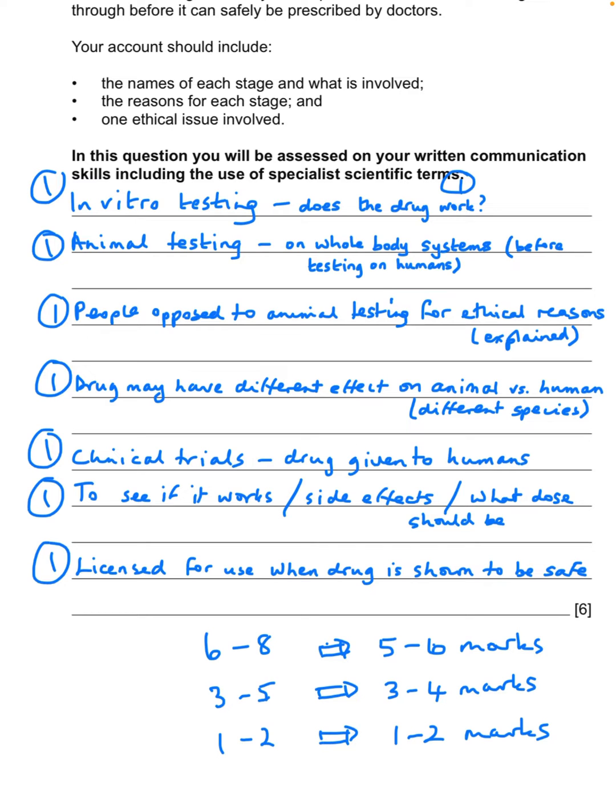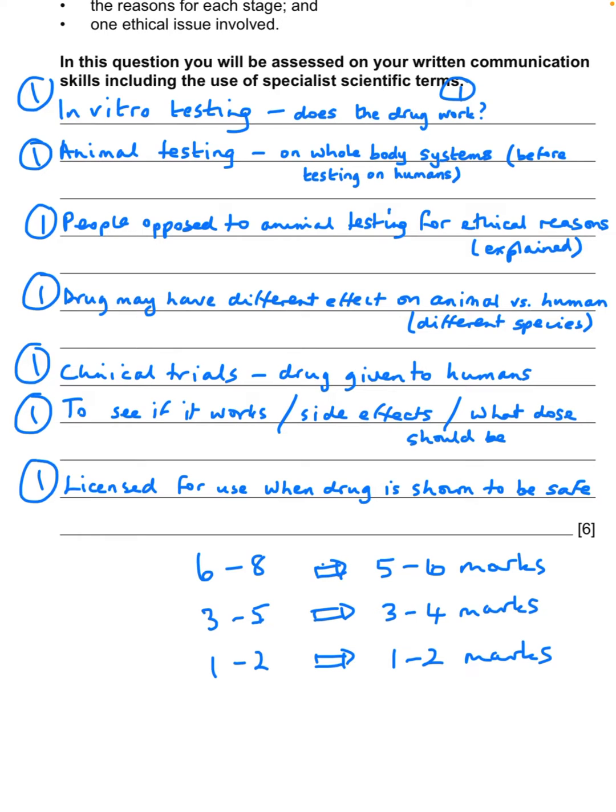So then in clinical trials, the drugs are given to humans. And the clinical trials are about seeing if it works or seeing if there are side effects, or deciding what the dose should be. And finally, licensing is the drug is licensed for use when it's shown to be safe, or you could mention that when it has been shown to have fewer side effects or acceptable levels of side effects or no side effects.